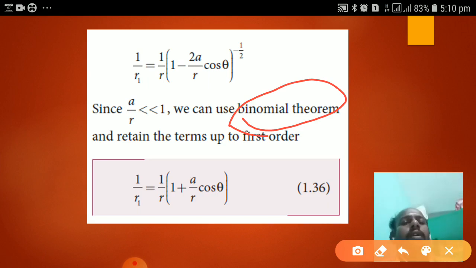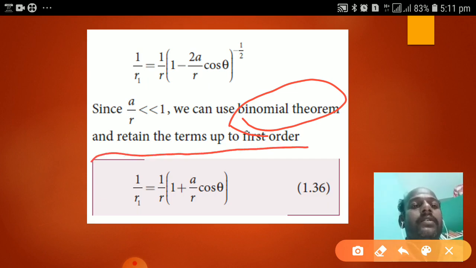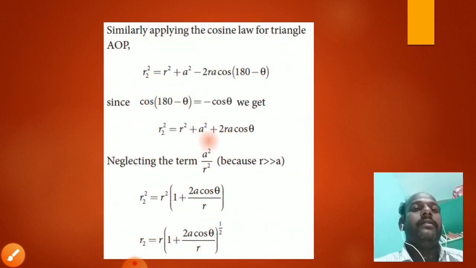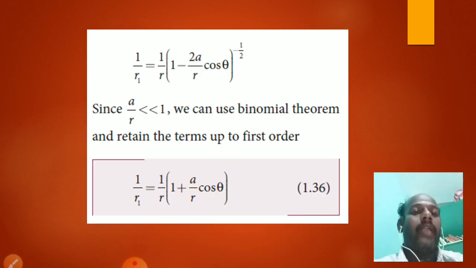Here you don't need to explain step by step. Simply enter the terms using the binomial theorem and retain the lowest order, neglecting the higher orders. Now I will get 1 by R1, and finally 1 by R1 is equal to 1 by R into 1 plus A by R cos theta.